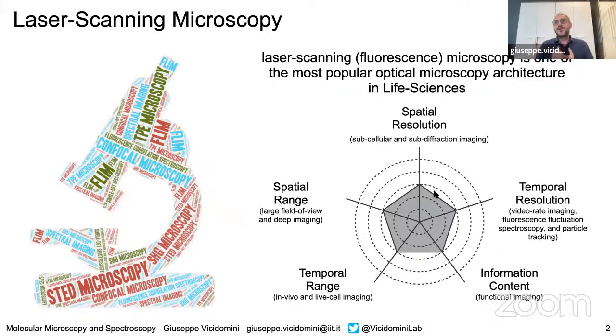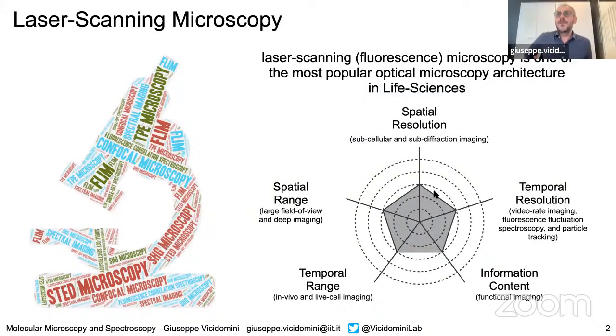I have a good temporal range. I can observe my sample for a long time. I have a good temporal resolution, which is the fast dynamics that I can observe. And most important, you can get access to many different pieces of information from the sample. So imaging is important, but imaging per se doesn't give you data. What you want is data to answer your biological question.